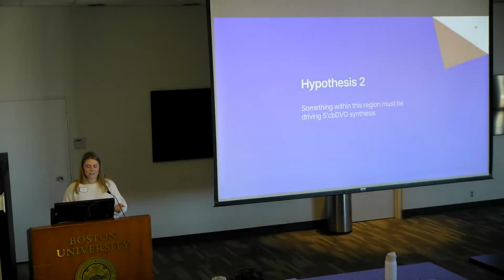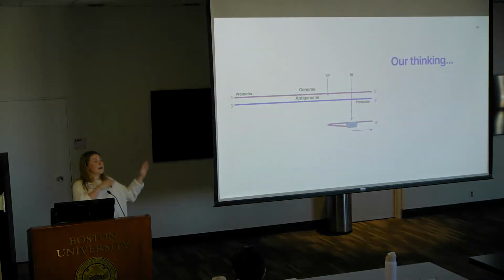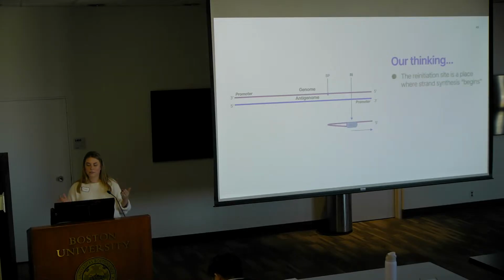So hypothesis 2 is that something within that sequence is driving this copybacking phenomenon. And so when you think back to a few minutes ago when I showed you how copybacks are made, that reinitiation site where the polymerase falls down onto is a place where strand synthesis is beginning again. And normally in a virus, strand synthesis begins at those very ends of the genome, at the genomic and antigenomic promoter.